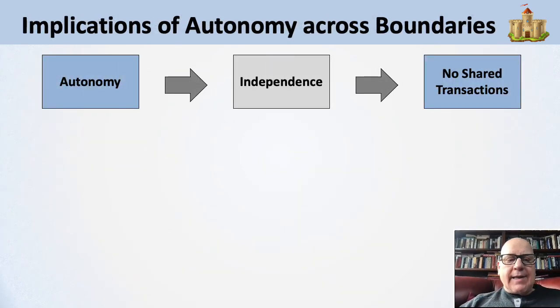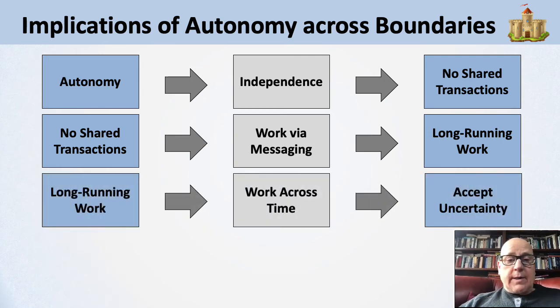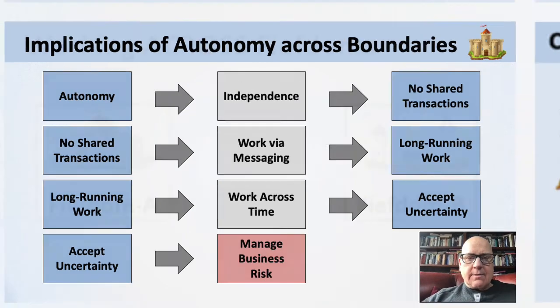So what are the implications of autonomy across boundaries? Autonomy, well, that's independence. That means no shared transactions. No shared transactions means the only choice I have is sequences of messages and long-running work. Long-running work works across time, and I have to accept uncertainty. And accepting uncertainty means part of the problem is managing business risk. If I'm autonomous, I have to deal with uncertainty and risk and manage that risk.